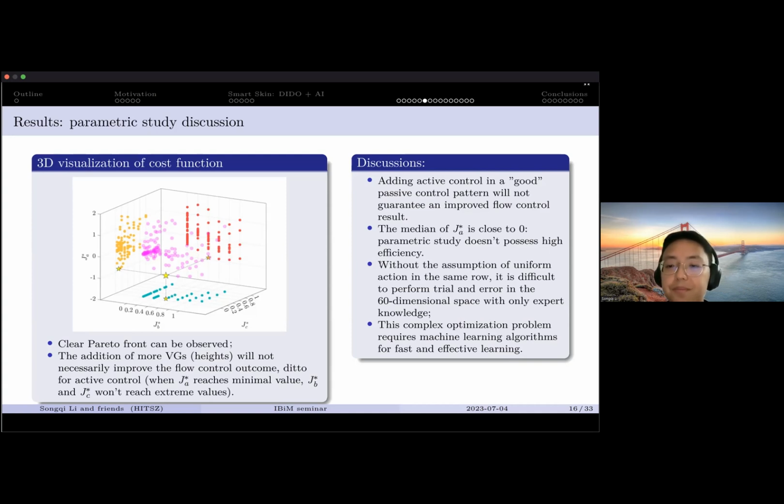Okay, and some other observations: the median value of J_A star is close to 0, which means if we just use randomly designed actuation patterns, the median value is close to 0, which means very insignificant flow control improvement. And this parametric study won't provide very high efficiency. And also, as I said, without the assumption of uniform action in the same row, it is difficult to perform this type of parametric study and trial and error in this 60-dimensional space with only expert knowledge. And we really need machine learning controllers to help us out.